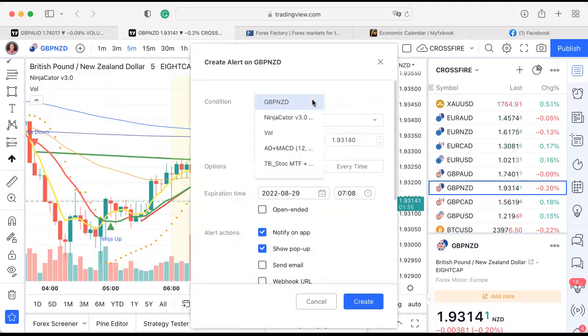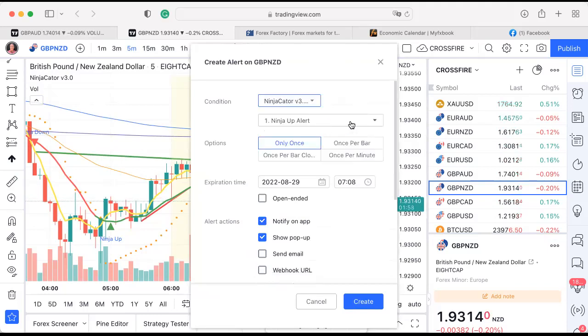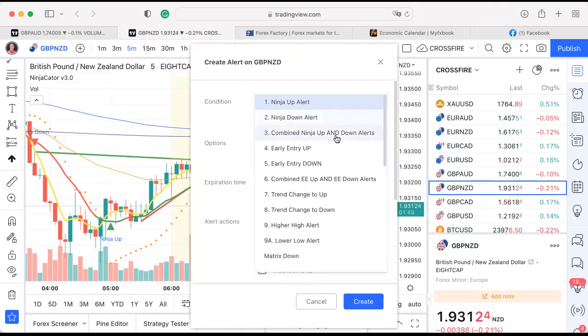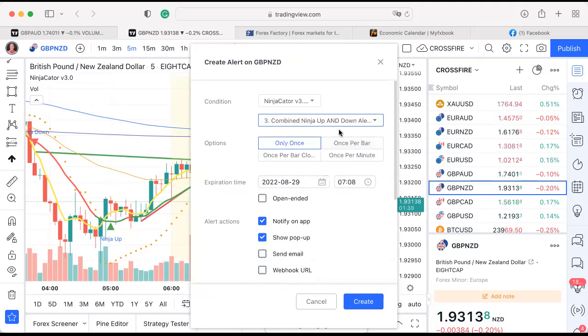The condition that the indicator, well, you can either have an up alert, or you can have a down alert, or you can have a combined up and down alert, which will give you a signal whichever way it goes. And I prefer to use that one. So I would use combined up and down. So whichever way it moves, you'll get an alert.